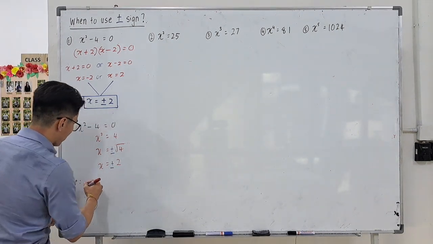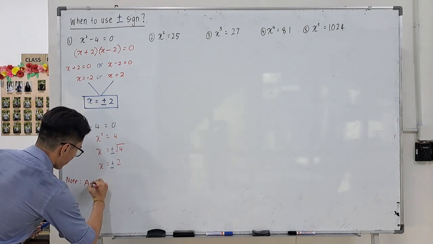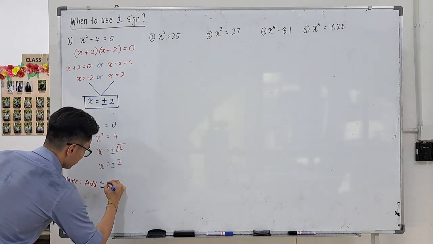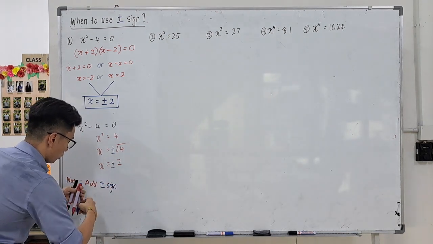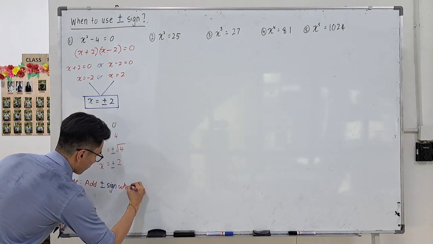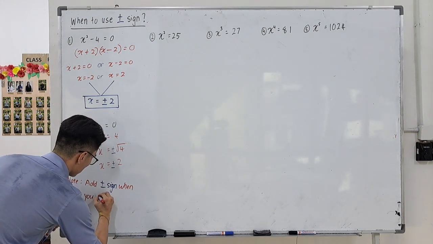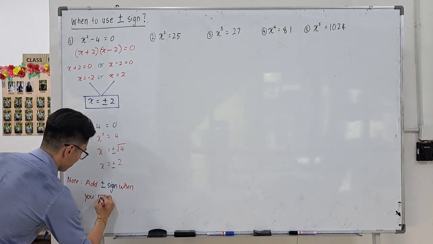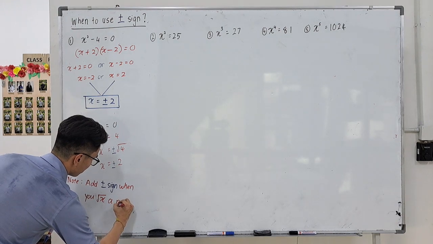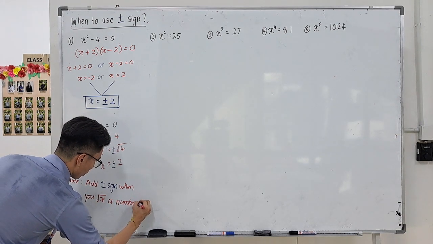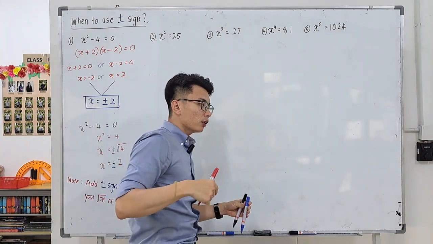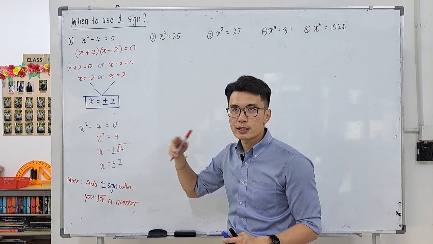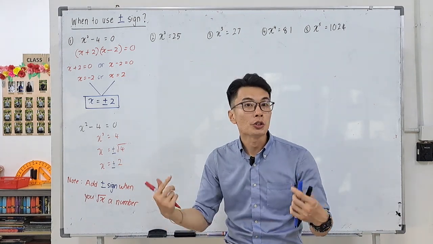Okay, so I'm going to write here: add the plus minus sign when you square root a number. Okay, so always remember, you add the plus minus sign when you are square rooting a particular number.